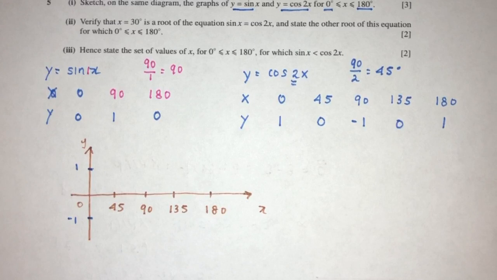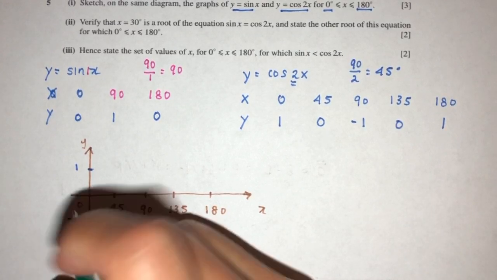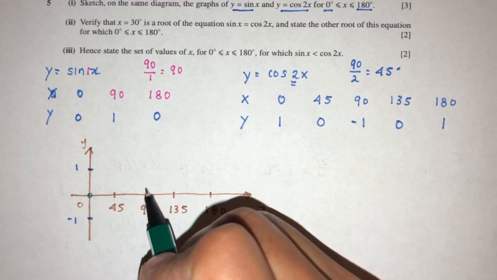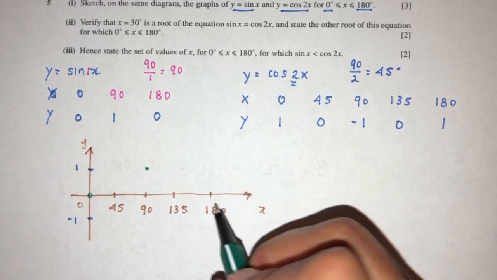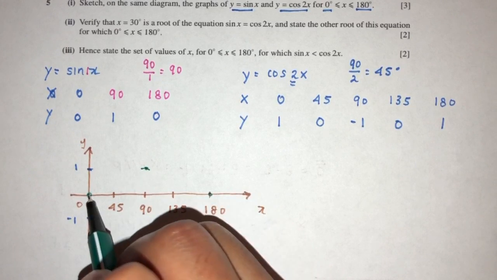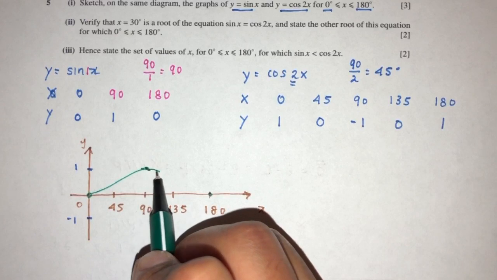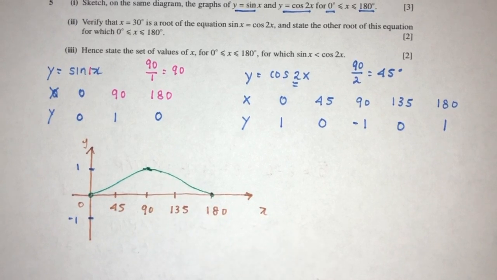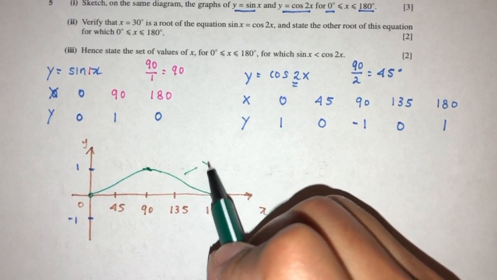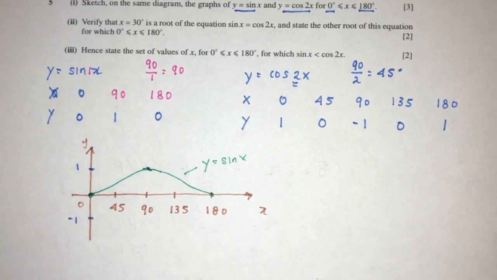The first one will be what? Here we can see we have sine x. So first is 0, 0. 90 will be 1. And here we have 0. The shape will be something like this. Okay, that will be my first curve, y equal to sine of x. Here we have to continue it.